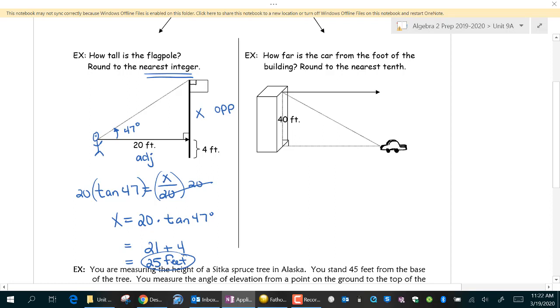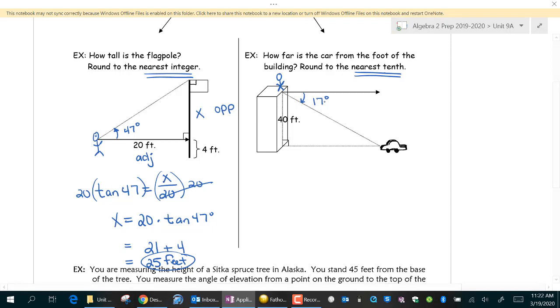Now looking at the example on the right. So it says, how far is the car from the foot of the building? Round to the nearest tenth. So this one we're going to use the angle of depression. So let's suppose that a person is standing at the top of the building. Now, an angle of depression is from your sight line and below. So let's say that they see this car down below at an angle of 17 degrees. This would be my angle of depression.